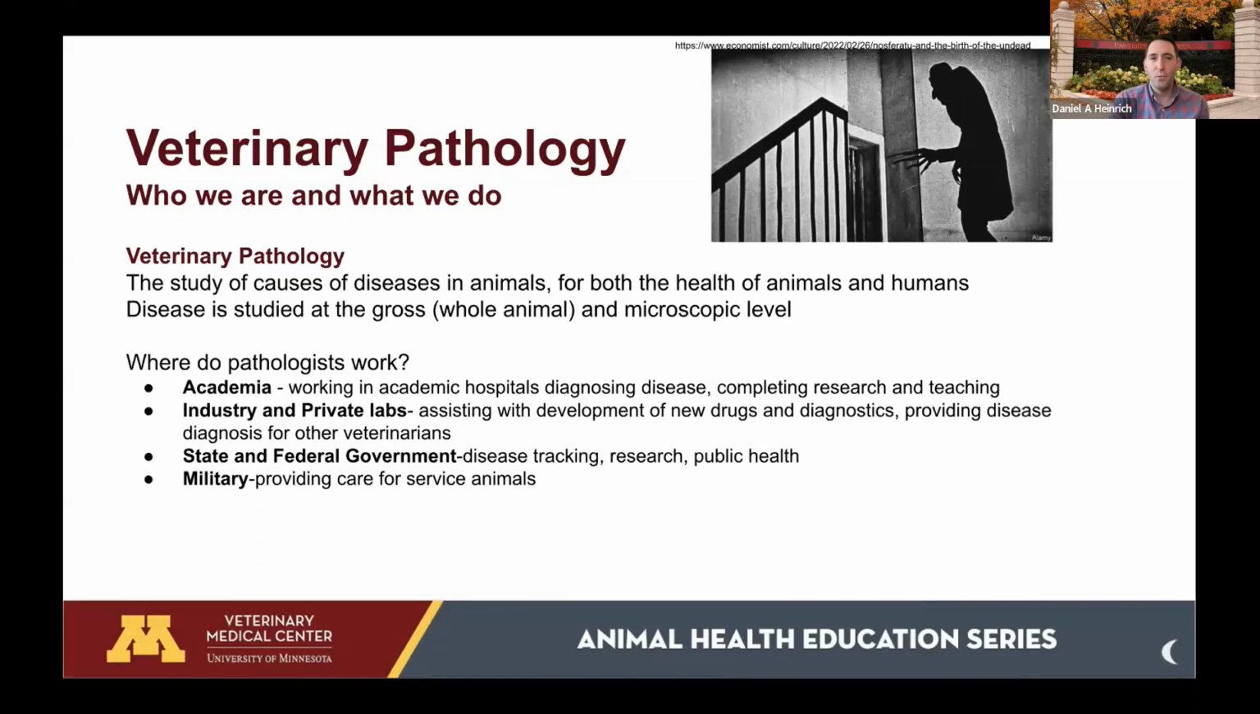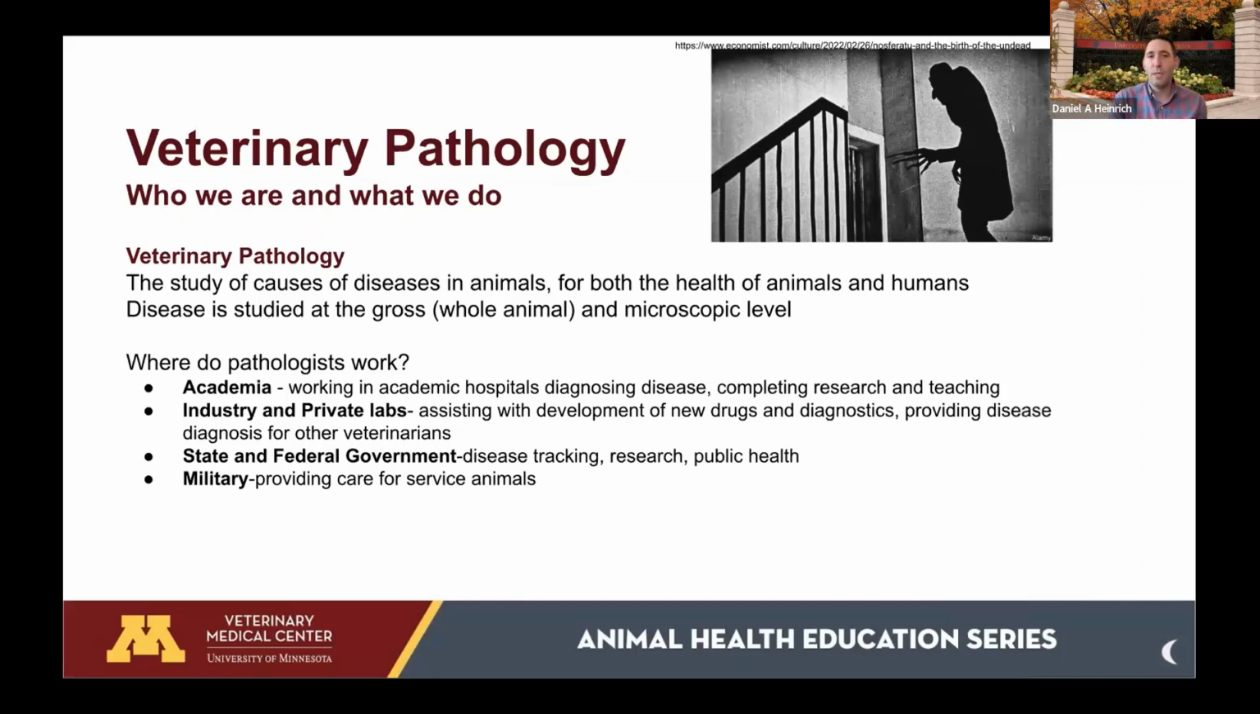So where do pathologists work? We work in academia, so at universities. If we're working at universities, we diagnose disease in the hospital, such as in the UMN Vet Medical Center. We complete research, and we also teach veterinary students and other students across the university.